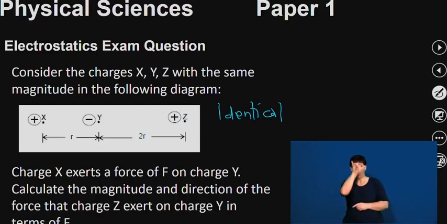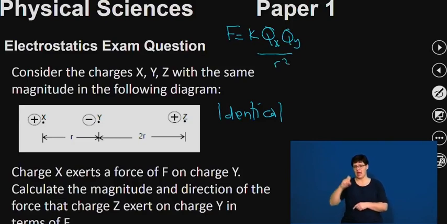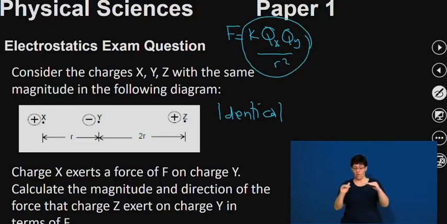Now, let's look at the forces as an example. It says charge X exerts a force F on charge Y. If you look at X and Y, they are at a distance R. We recognize that the concept involved in this question is Coulomb's law, which says F equals K, QX, QY over R squared. What is on the right-hand side represents F. Now, calculate the magnitude and direction of the force that Z exerts on Y.